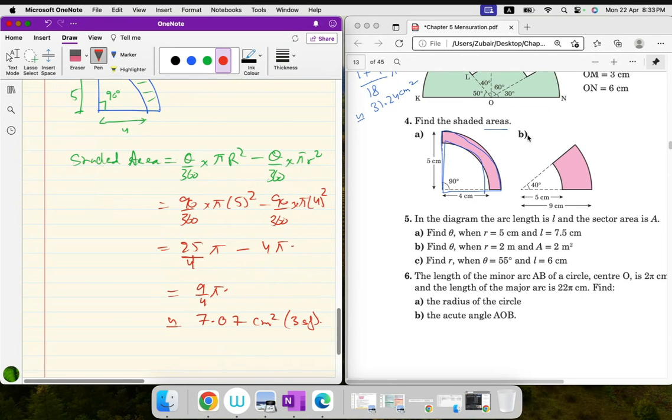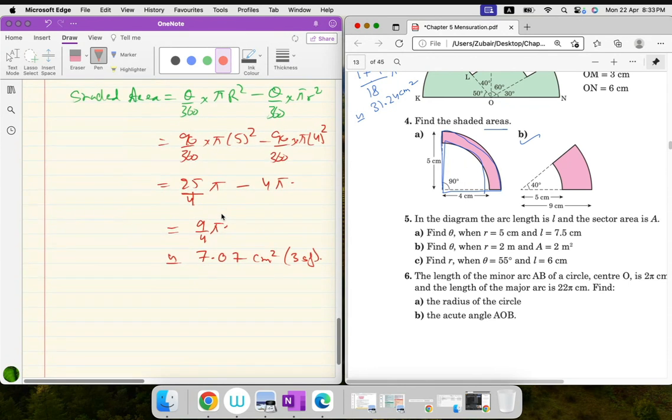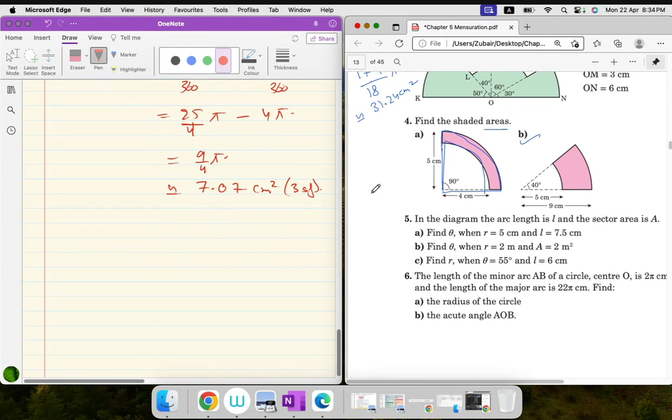Try this B part. Okay, B part. So we'll take this one. I don't want to spoil the mood about asking about the homework, the PDF file which I shared in the WhatsApp group. But from today, we're going to take it seriously for the exam, okay?